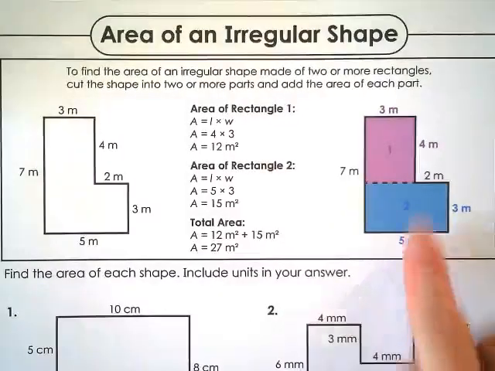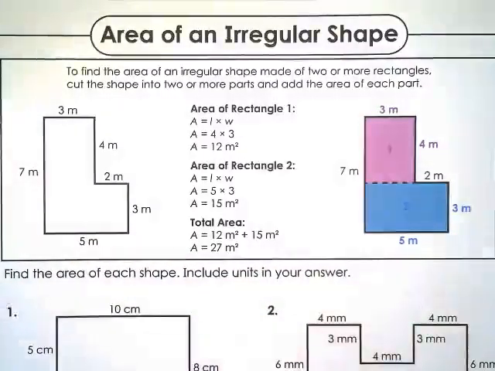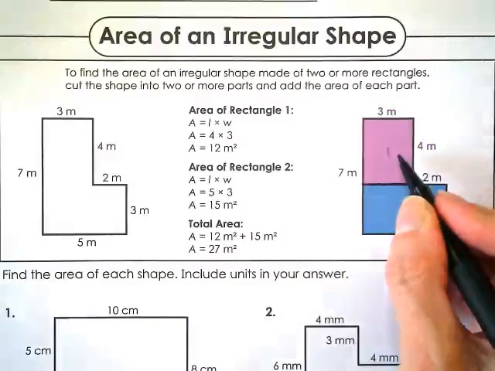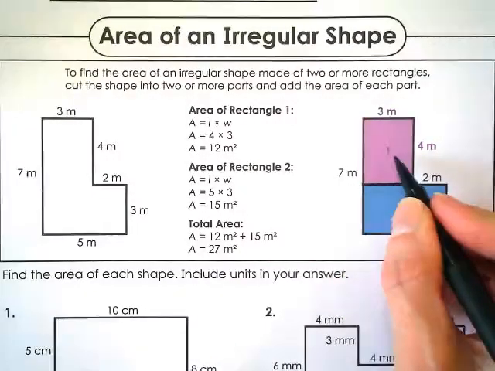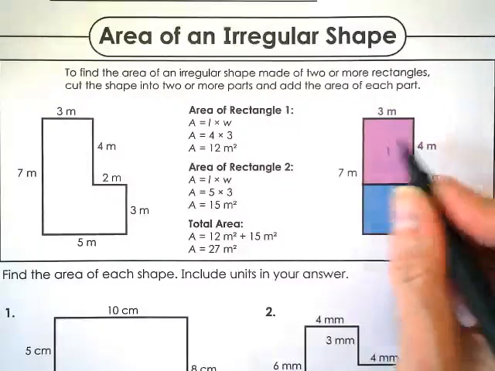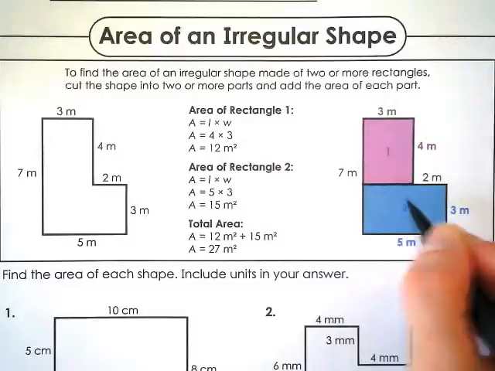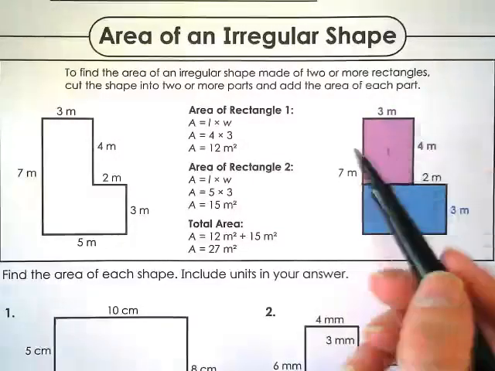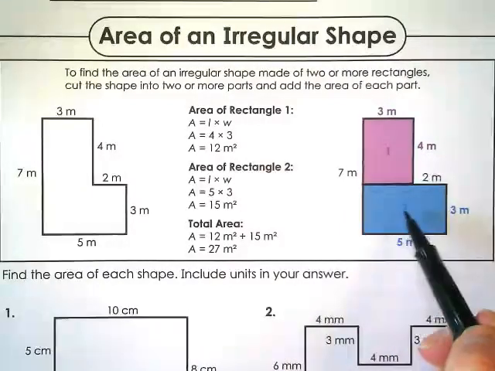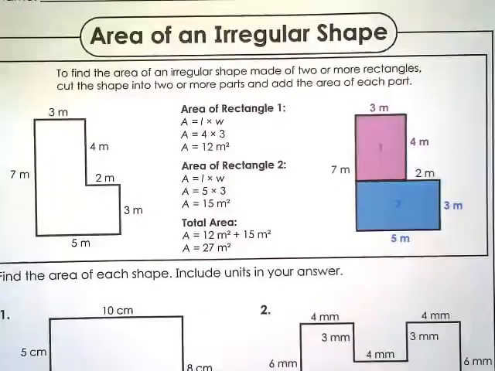The example at the top shows that they divided the shape into two rectangles, rectangle number 1 and rectangle number 2. To figure out the total area of this shape, you are going to figure out the area of the first rectangle and then the area of the second rectangle and add them together.